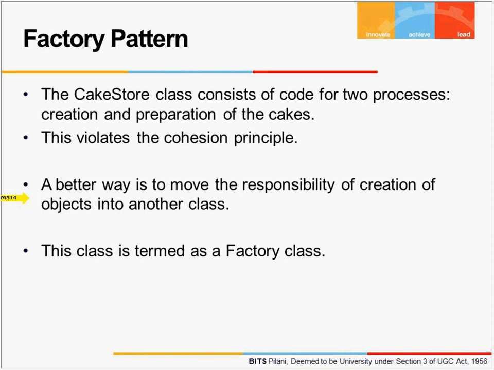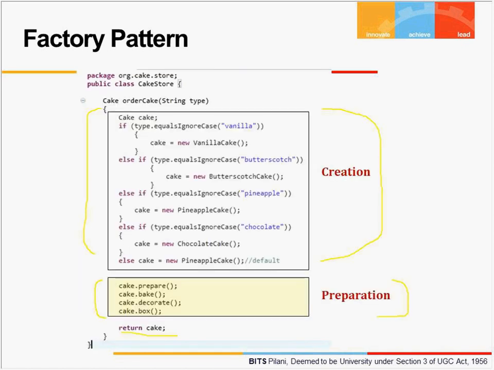And if you invoke, I'll go back to the code. The moment you invoke cake.bake, these are the methods of the respective cake objects which will be invoked. In the interface, the methods are not implemented. Okay, fine. We move ahead.